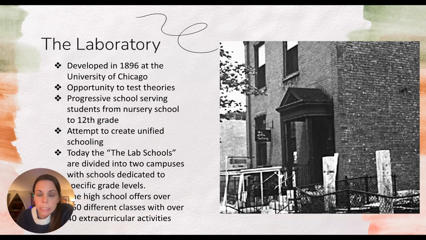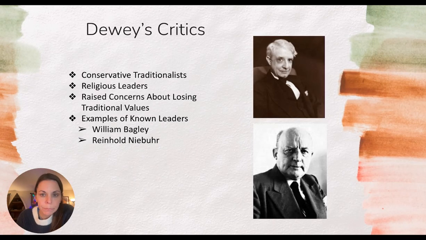The lab still exists today at the University of Chicago, but it's divided into 2 campuses, which have schools for specific grade levels, such as primary and secondary education. And one thing I wanted to note is that the high school offers over 150 classes and 40 extracurriculars, which I found interesting, and also aligning with Dewey's values that students have opportunities for experiential learning. And by giving them different options, this can increase their opportunity to have that experiential learning opportunity.